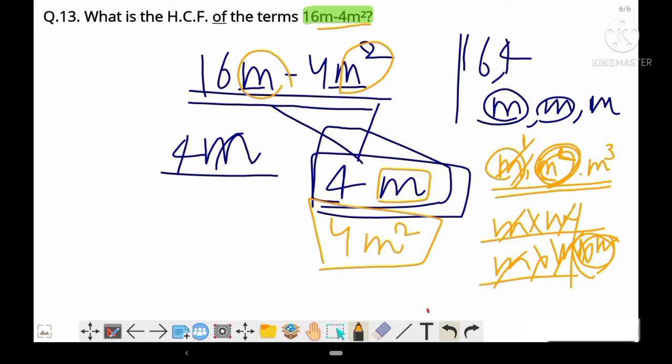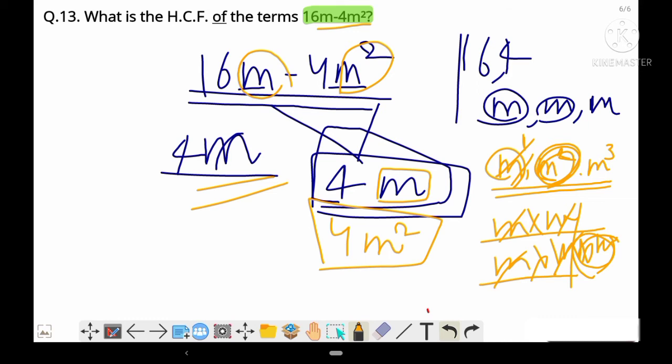Understood? What is H.C.F? How to take the H.C.F for algebraic expressions? I will give videos as well after Holi. You will get all the videos chapter wise. So please check them and understand it, because you need to remember this for long. Okay, so this question is solved. I hope you must have understood.